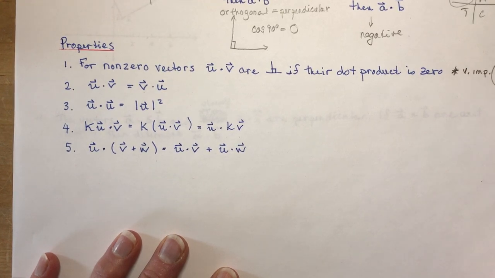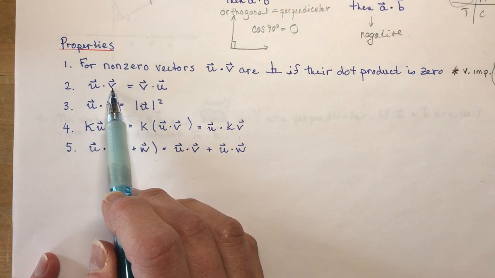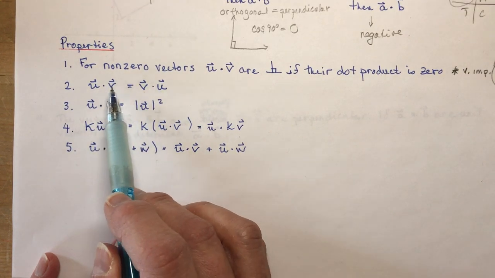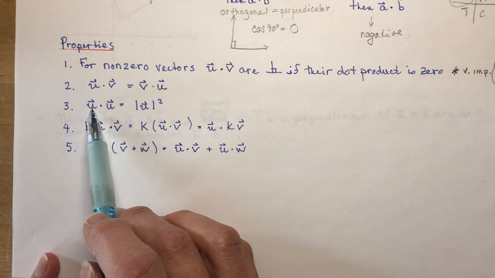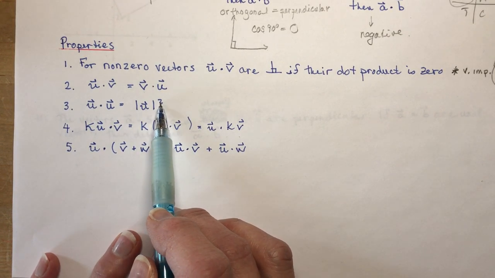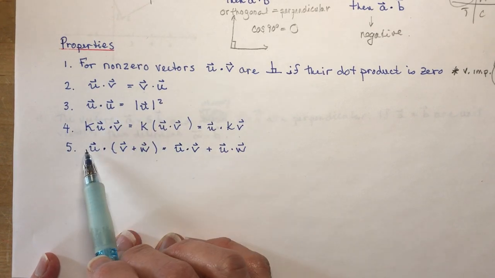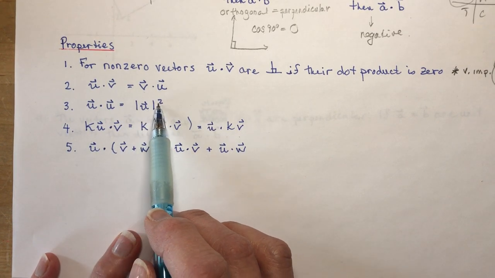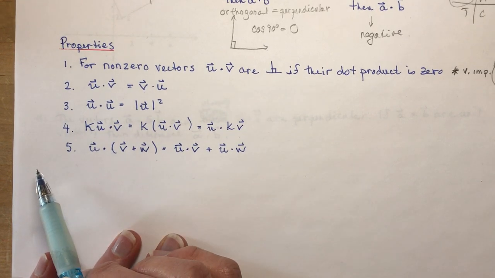Okay, very important. Just like this guy. If the dot product of u times v is the same as the dot product of v times u, that's the commutative property. Vector u dotted with vector u is the absolute value of vector u squared. That makes sense. I've got something times itself, so it's squared, and obviously it's going to be positive. So that's showing you the absolute value.